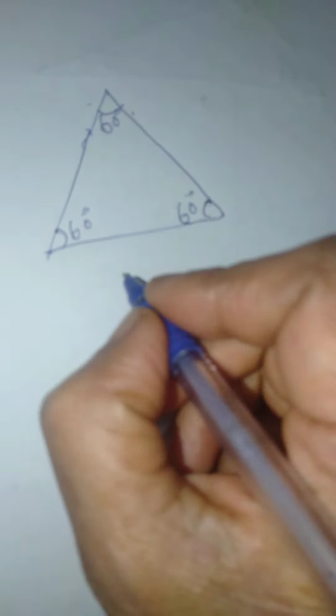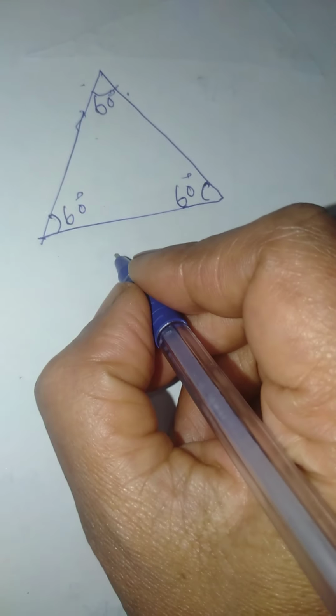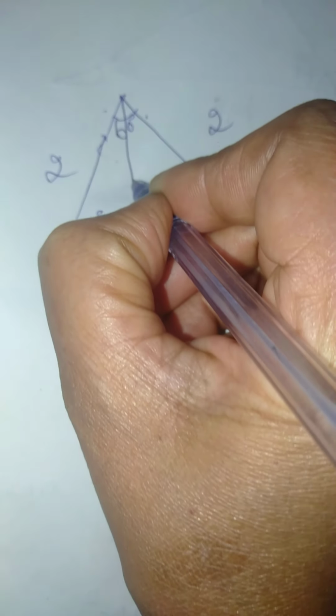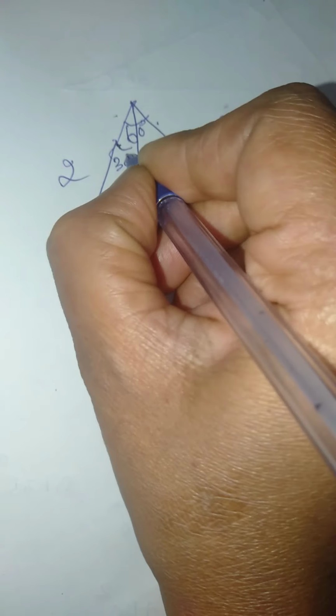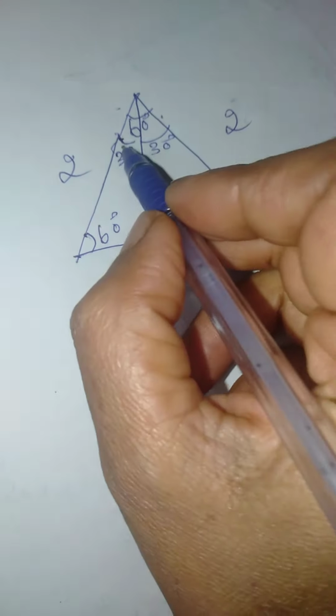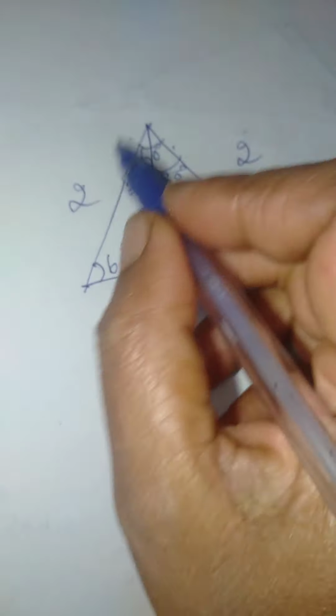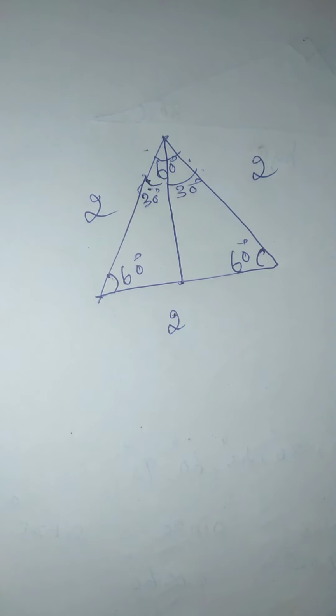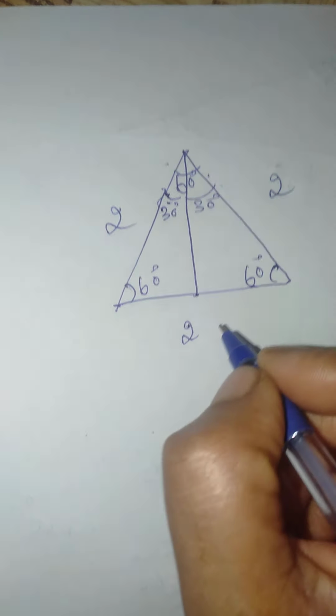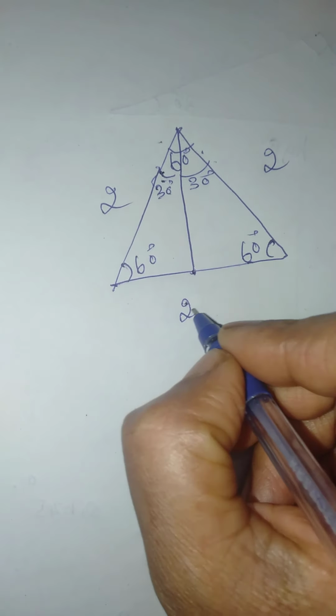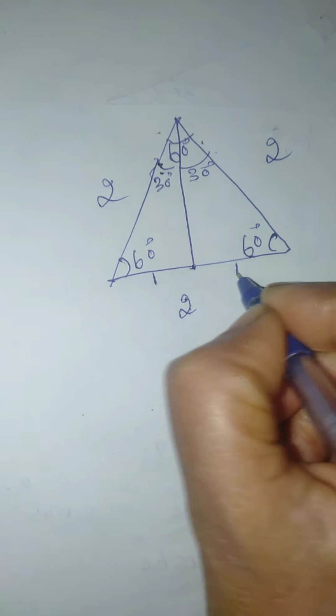So if you divide this equilateral triangle, let me consider the side as 2 centimeters, or you can take 1 centimeter. If you draw a line perpendicular to the base, this will now be 30 degrees and this will be 30 degrees. It meets the midpoint and becomes the angular bisector also because it's an equilateral triangle. So if you see here, each side is 2 and this is the midpoint, so this 2 will become 1 here and 1 here.